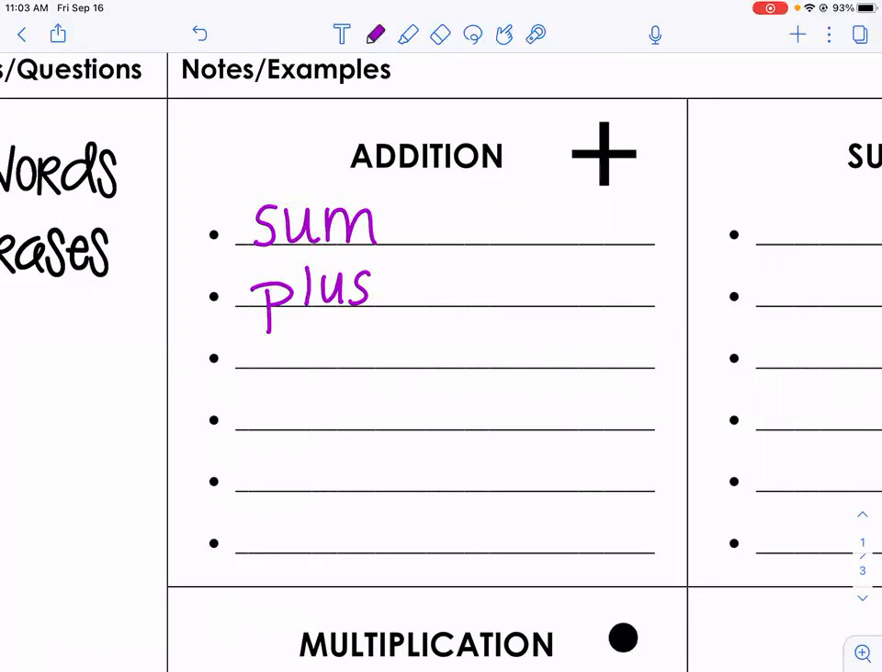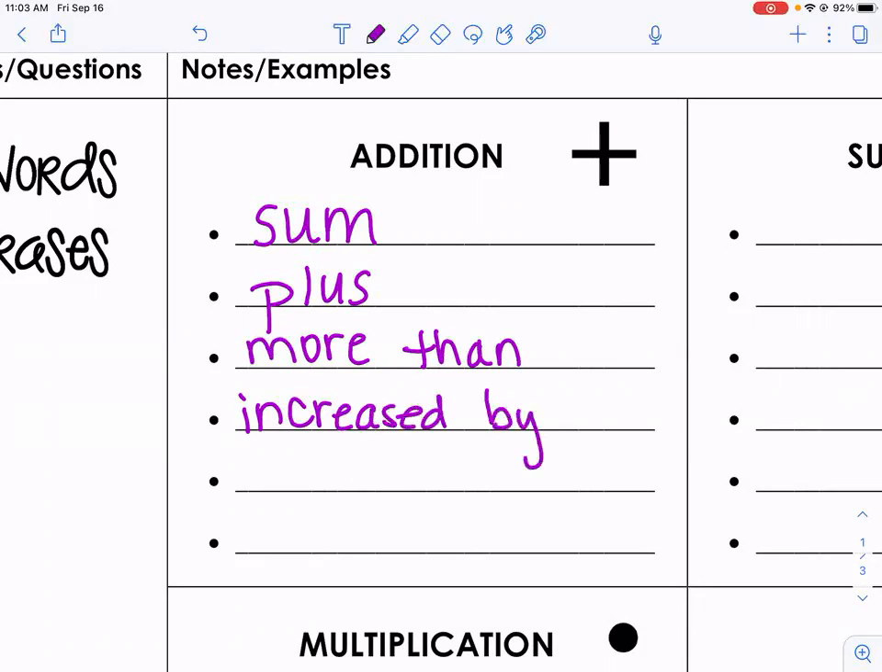If I add 2 numbers, then our result, we think of going up or down. More than. Or along those same lines, increased by.